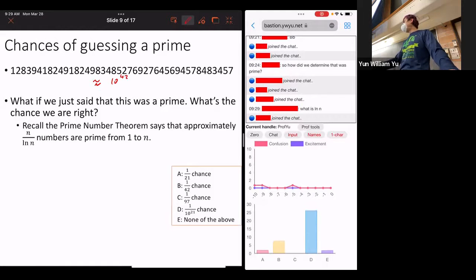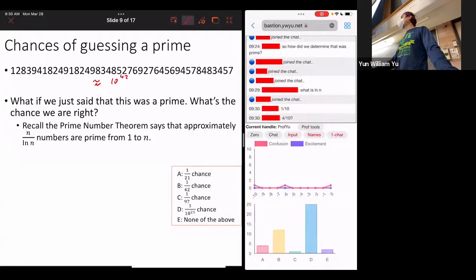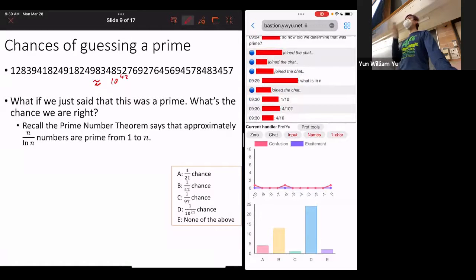Okay, it seems a lot of people have guessed that the chances are actually super duper low. Let me just say that if I gave you a random number between 1 and 10 and asked you, is this number prime, what would the chances of that be? Yeah, so you have 2, 3, 5, and 7. So the chances would be 4 in 10 if I gave you a number between 1 and 10.